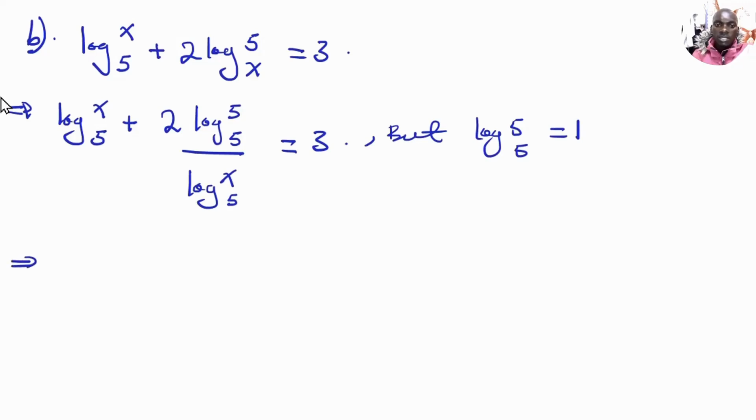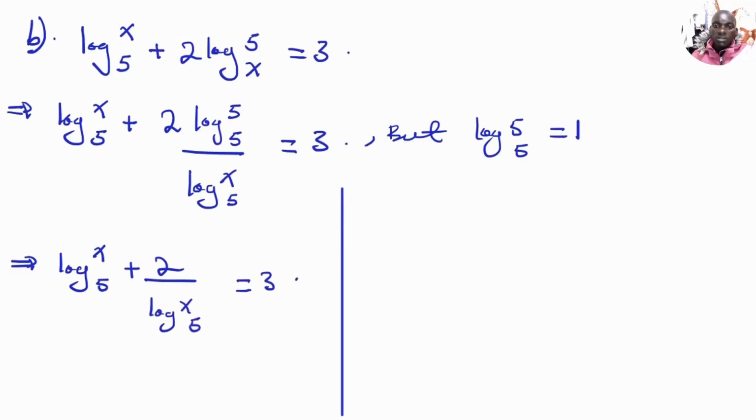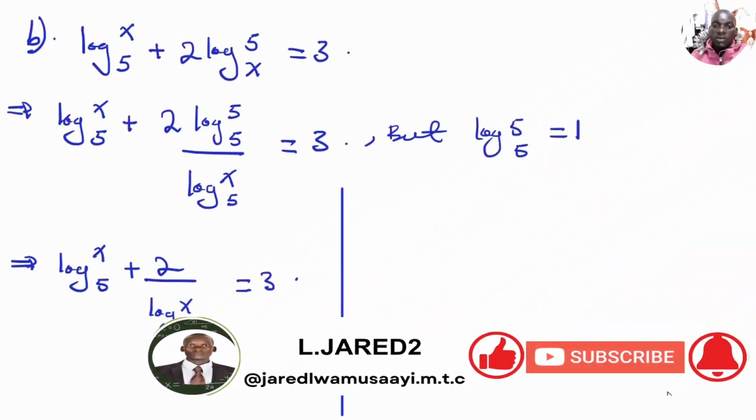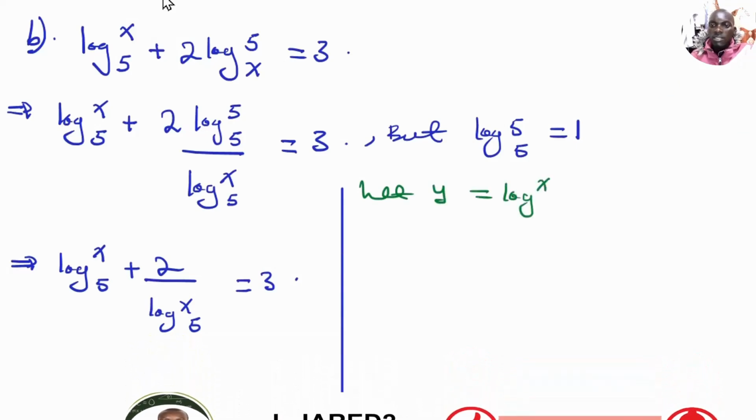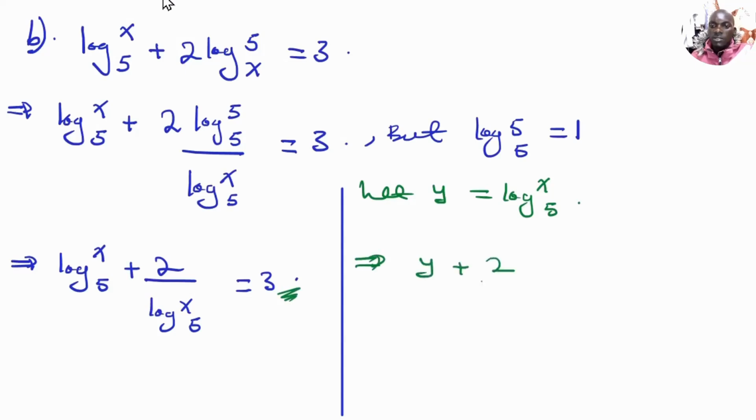It implies that our log of x base 5 plus 2 multiplied by 1 is now divided by the log of x base 5 equals 3. So from here we can now let y be equal to the log of x base 5, implying that from this equation, we have y plus 2 divided by y equals 3.